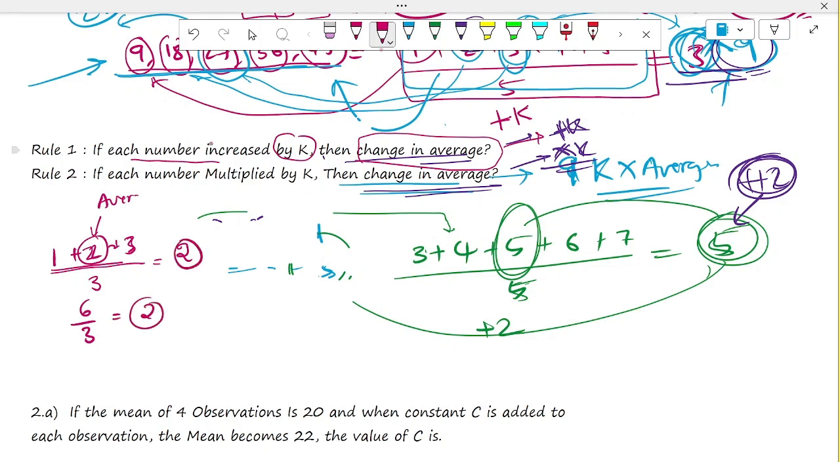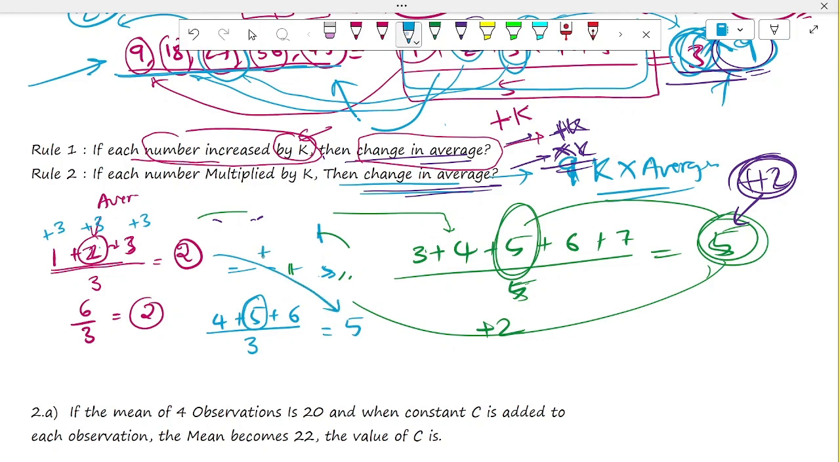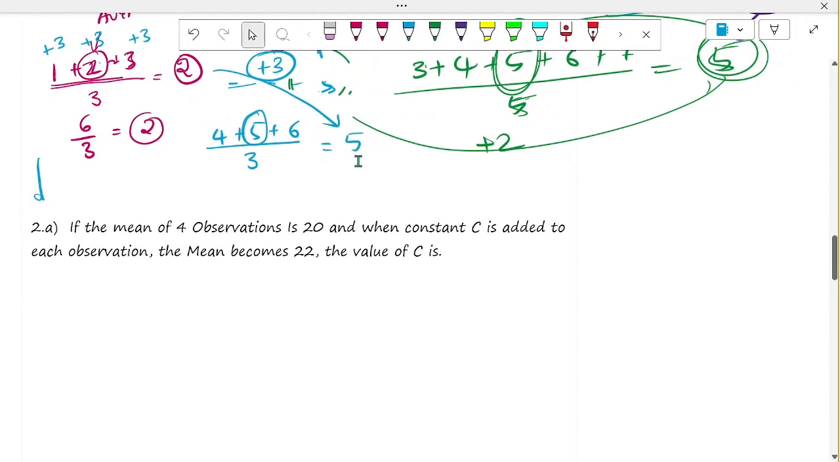Now if you increase each number by k, it can be any number. Let us take 3. I'll do plus 3, plus 3, plus 3. I have increased each of the numbers. Now the numbers become 4, 5, 6, divided by 3. So the answer of this will be equal to 5. So there is again an increment of plus 3 in the average. This question, whichever I have asked you, is based on the same concept.